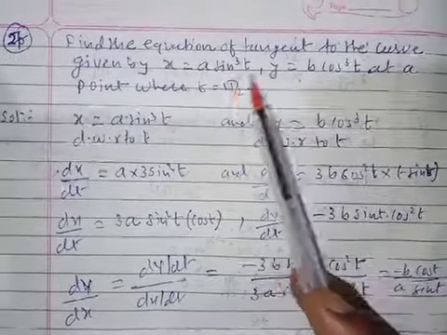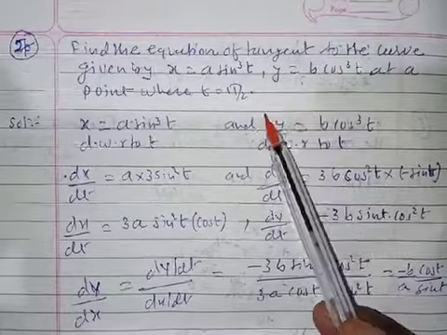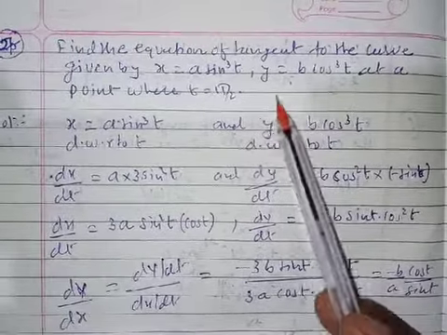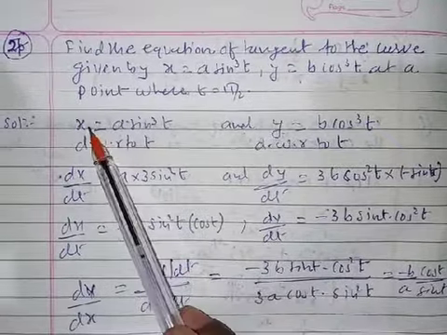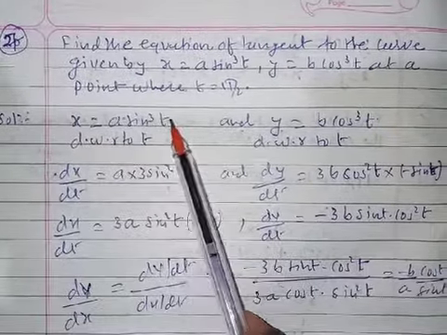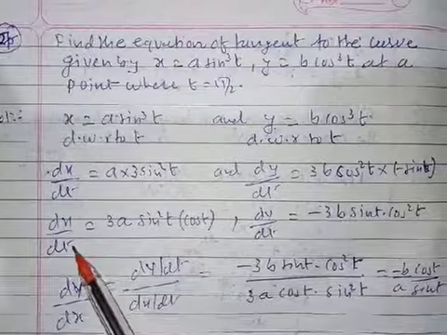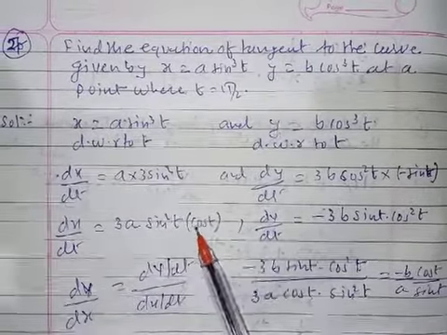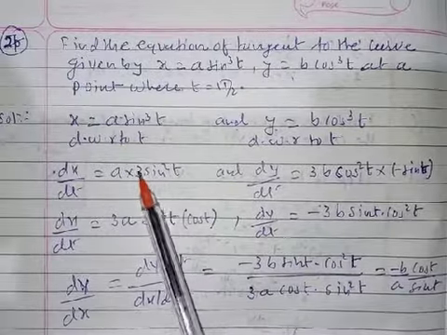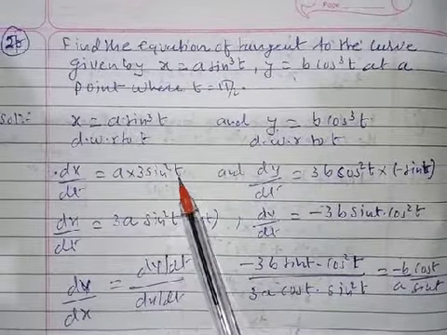Then we have to divide these two, dy by dt upon dx by dt. Then we will get dy by dx. So if you take x is equal to a sin cube t, with respect to t, we will get dx by dt is 3a sin square t into cos t. You know that, with respect to the power and then with respect to the function.